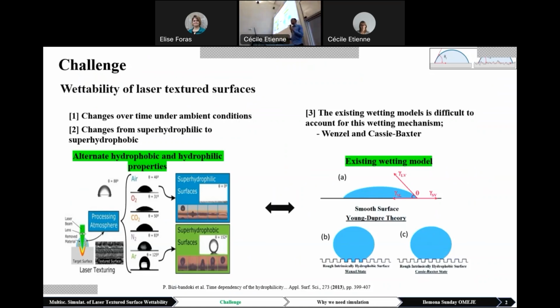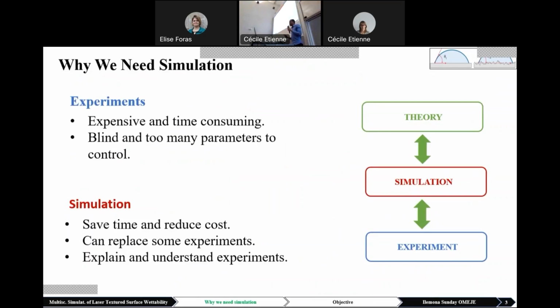So it will be quite interesting to know why we need simulation. In most cases, experiment is expensive and time consuming, and it's quite blind, with too many parameters to control. But with the aid of simulation, we could save time and reduce costs, and we could replace some experiments and also explain and understand some experimental phenomena.